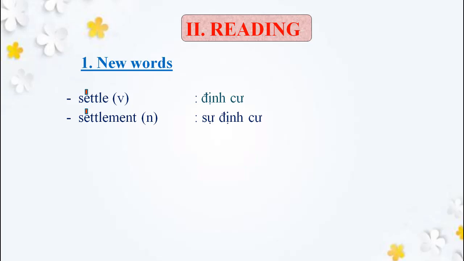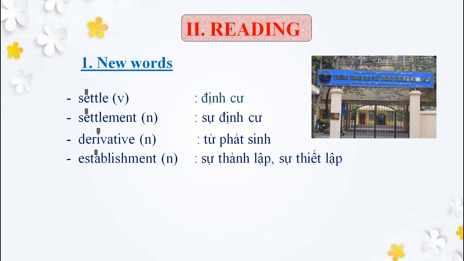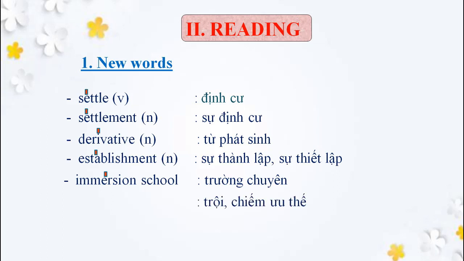Settlement. What do you call a word that has been developed from the other? Derivative. What is the synonym of foundation? Establishment. Establishment. Look at the picture. What kind of school is it? Immersion school. Immersion school. What is the word đội chiếm ưu thế in English? Dominant.